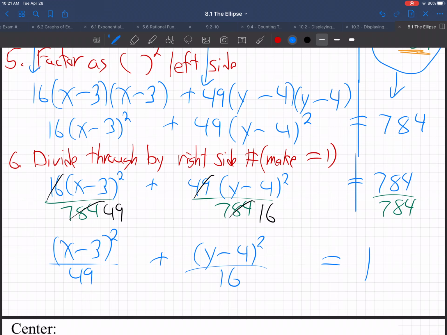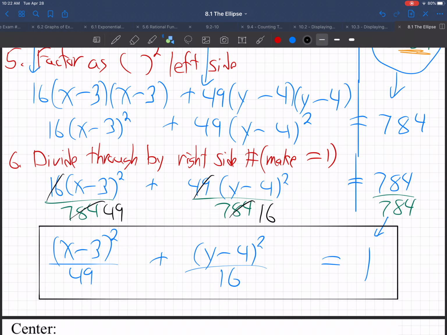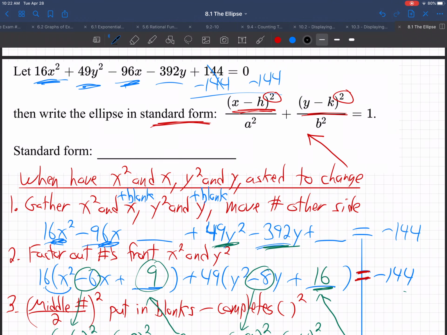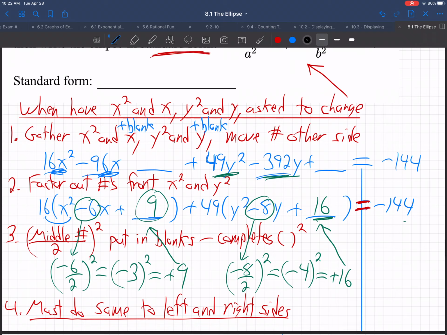Right? That right side became 1. So there we go. We did it. We transformed the ellipse equation into a nice form that we can use. See how it started off up here? Started off just a big old mess with just a bunch of x squareds and y squareds everywhere and numbers, but we did this whole thing called completing the square.